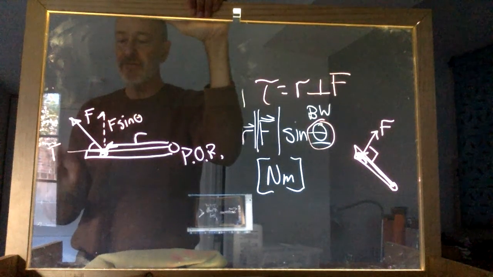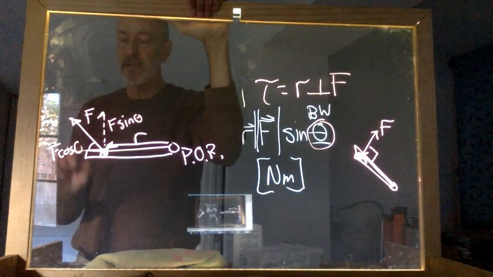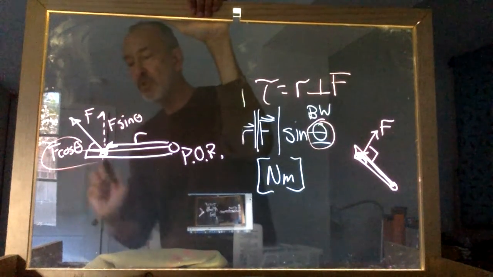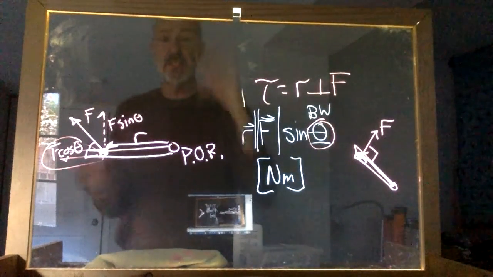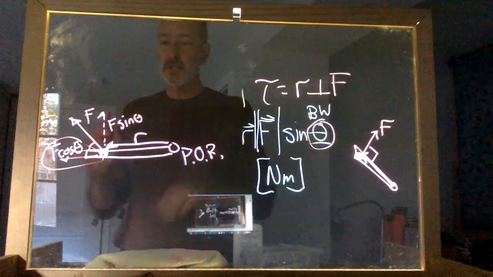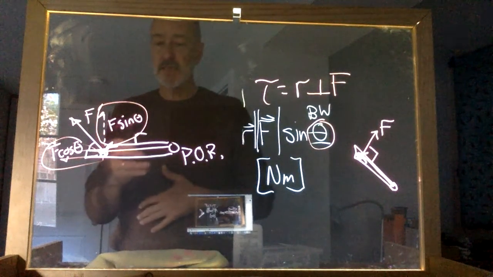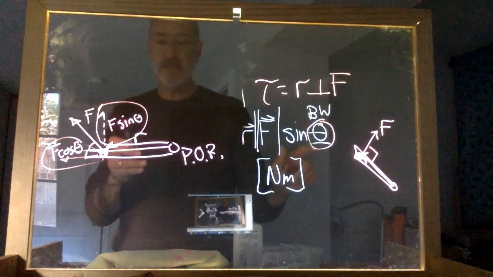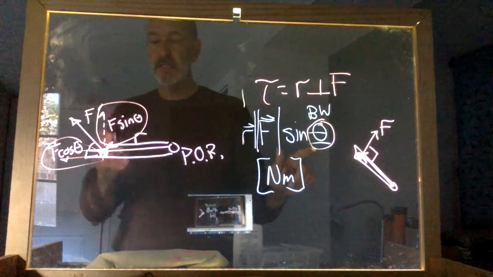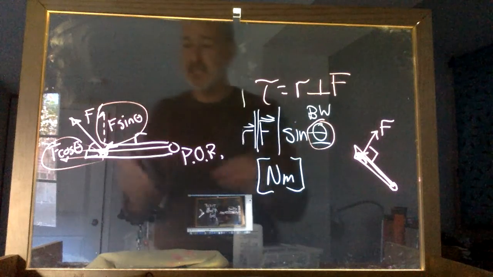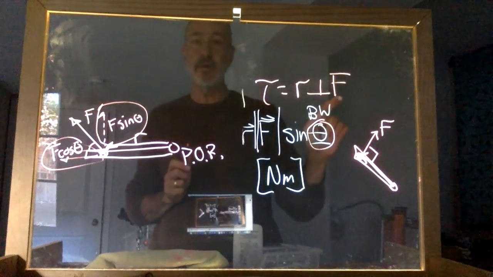This would be F cosine theta. This force, that component, does no torque. So the part that does contribute to torque is this F sine theta. So there's R times F sine theta. They sometimes say this F sine theta is the perpendicular part of F.